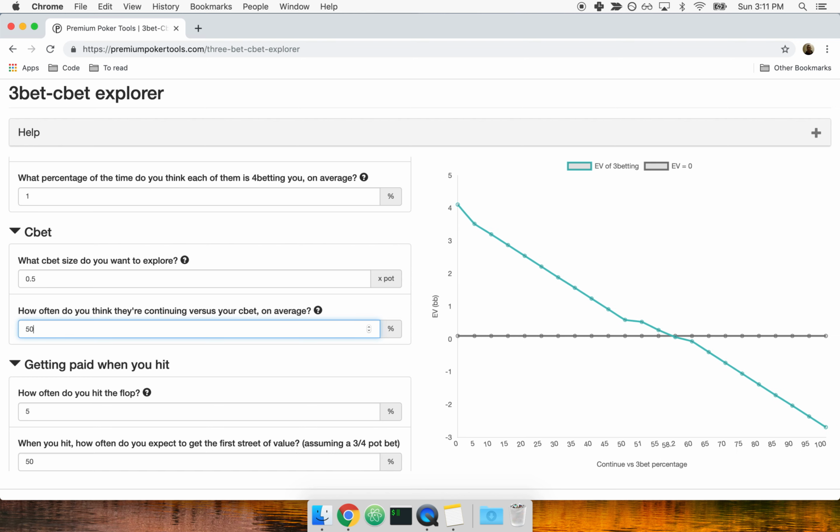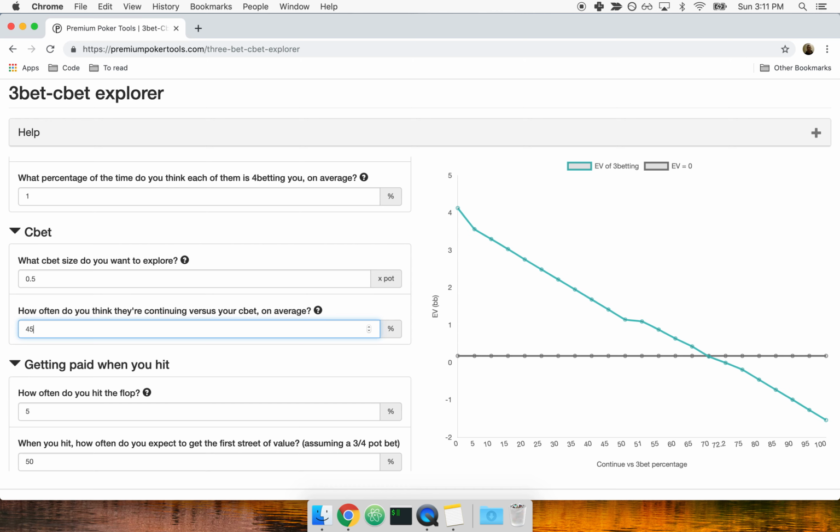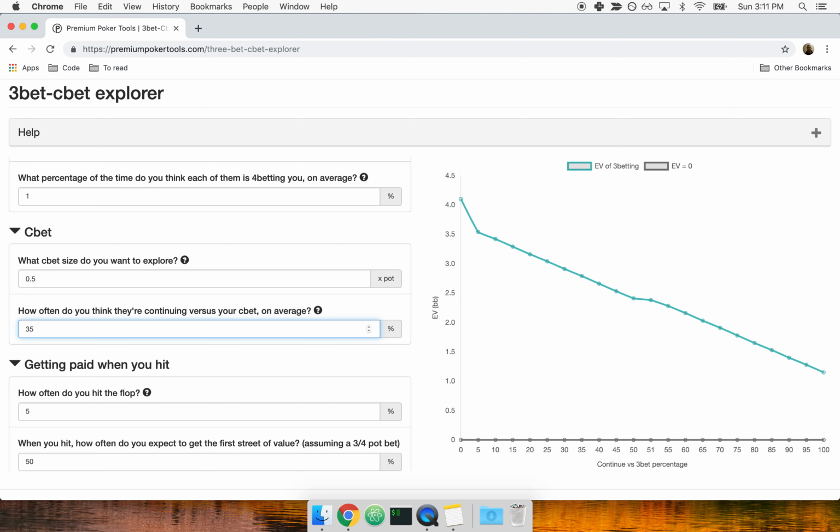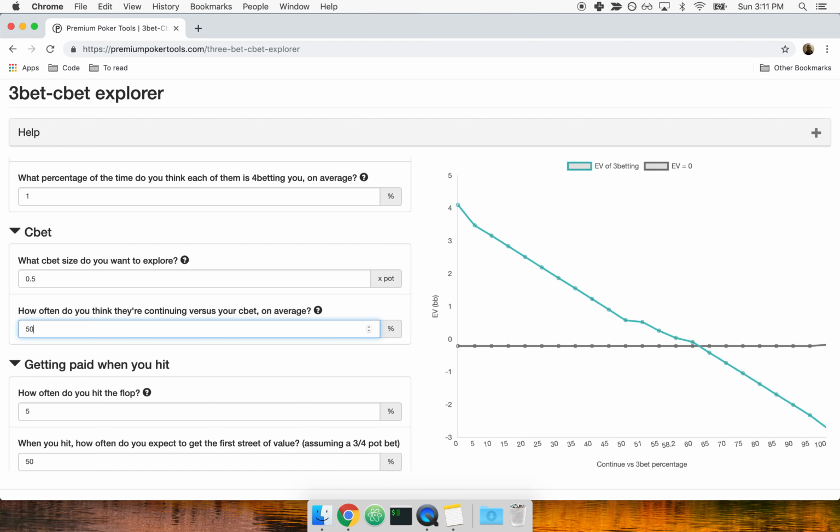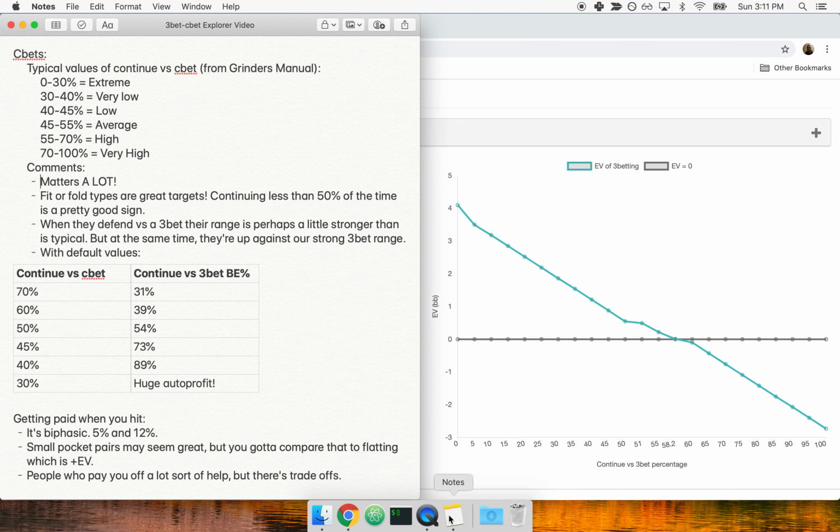So look for people that are defending less than 50% of the time. Once we hit 45, 40, 35, now we're making a ton of money. Honestly, that's been my favorite takeaway of studying with this tool, is to see how important the initial cbet is. What else did I have to say here? Yeah, fit or fold people, less than 50% of the time.